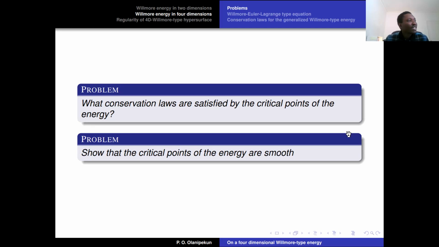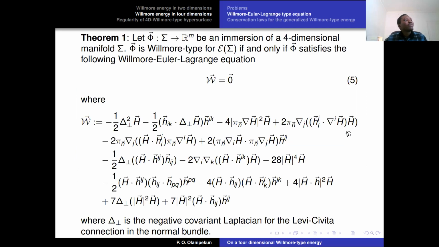Yeah, so the first answer to this is Theorem 1, which is just a computation of the Euler-Lagrange equation for that energy. So phi is an immersion of a 4-dimensional manifold sigma, and phi is Willmore type for our energy if and only if this equation 5 is satisfied. So curly W is all of this.